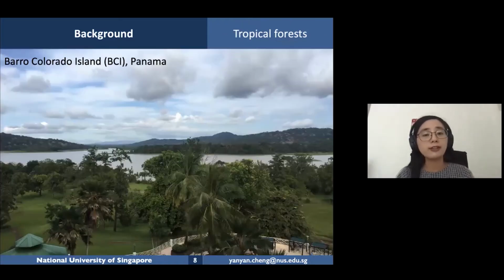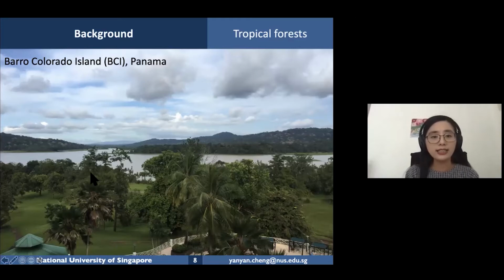So for the vegetation, the tropical forest is the main portion of the Earth's vegetation. And here is a picture I took when I paid a visit to BCI Panama to do field work. This BCI site is a primary tropical site.